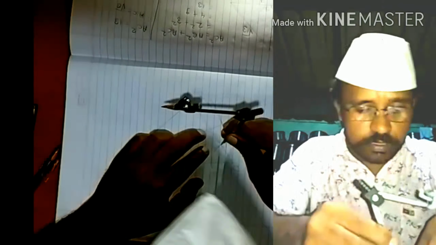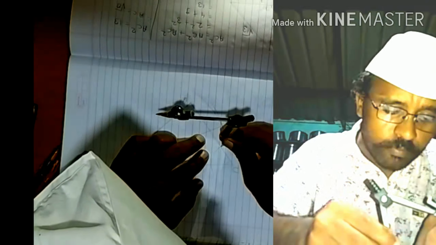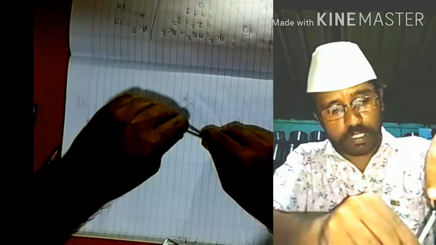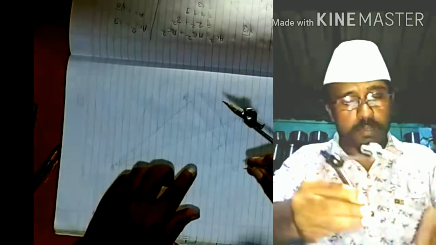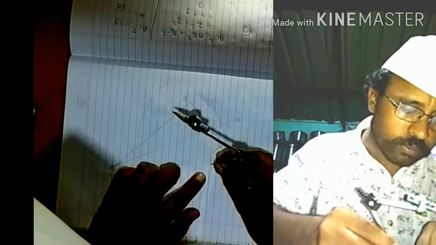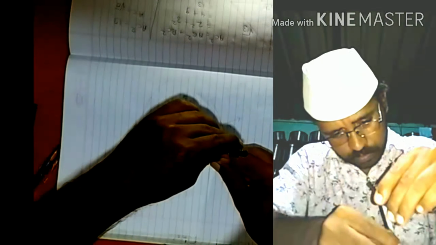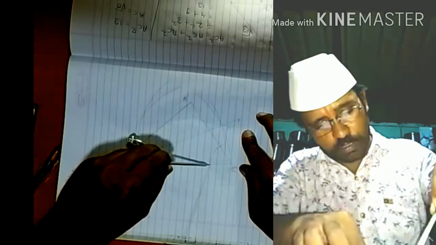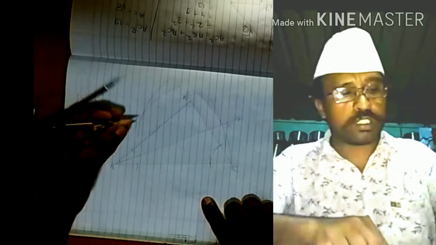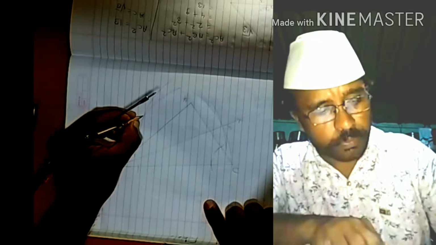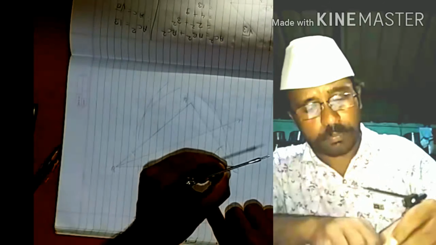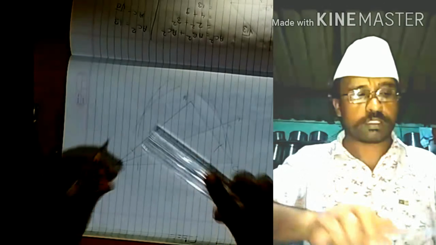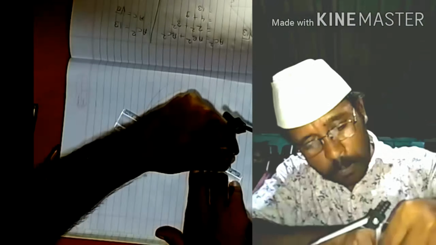Now from this intersection point I will plot one arc, and from this intersection point also I will plot one arc. Now this intersection point of the arcs and point C, we have to connect. So let's connect it.